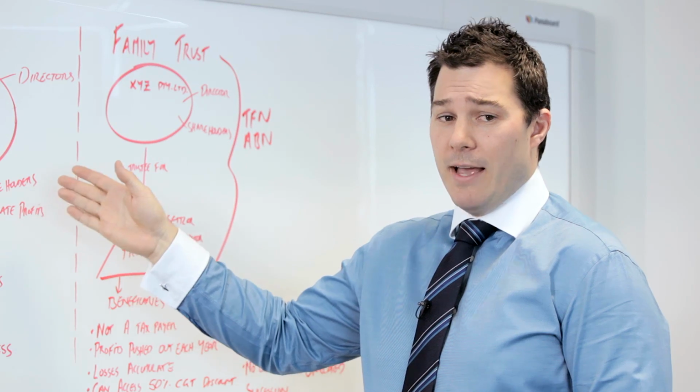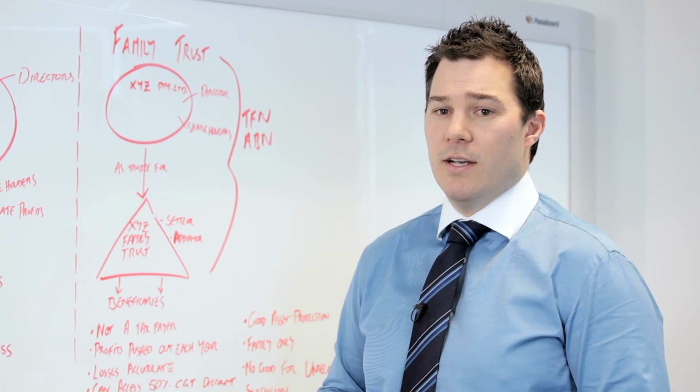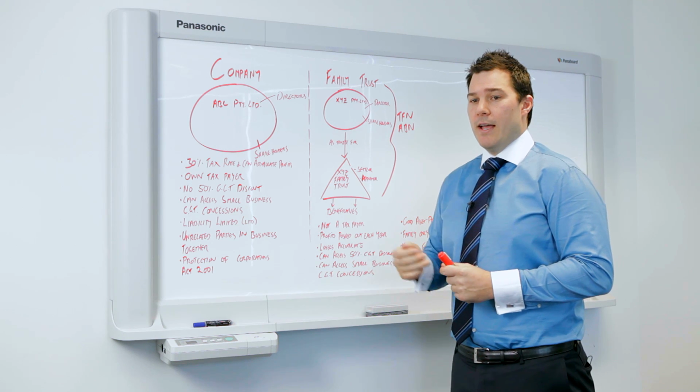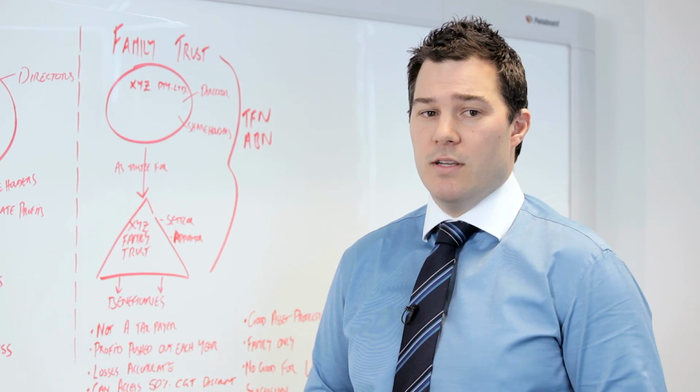Both structures allow for the retaining of losses, so that means the losses can accumulate each year. And for example, if you make a loss in either of the entities in year one, and year two you make a profit, those profits in year two can be offset against the losses in year one.